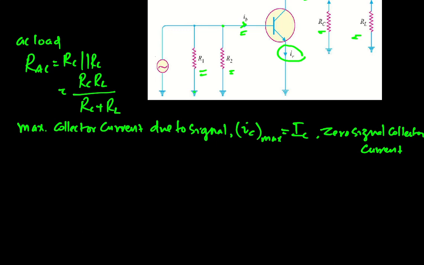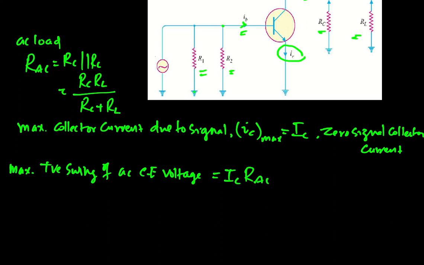So if this is the maximum collector current due to signal, then we can obtain the expression for the maximum positive swing of the AC collector emitter voltage. That is, the maximum positive swing of AC collector emitter voltage is the maximum collector current due to the signal into the resistance, that is RAC. IC into RAC gives the maximum positive swing of AC collector emitter voltage.